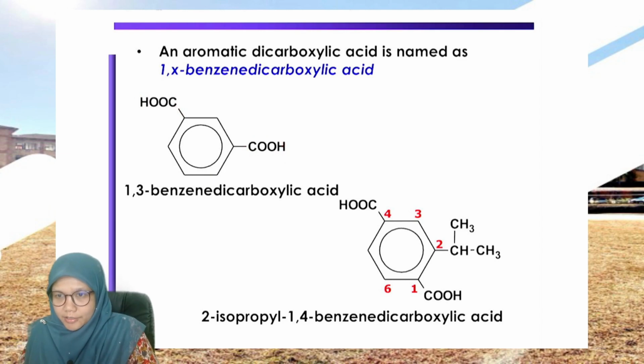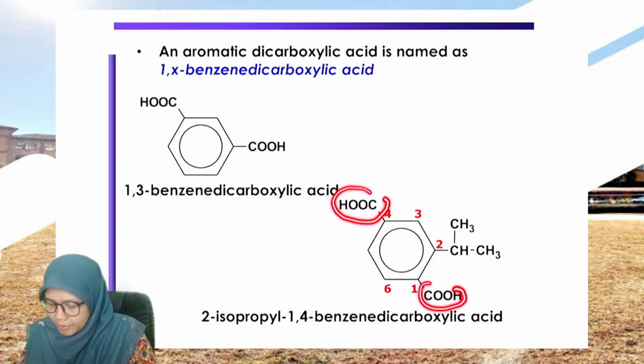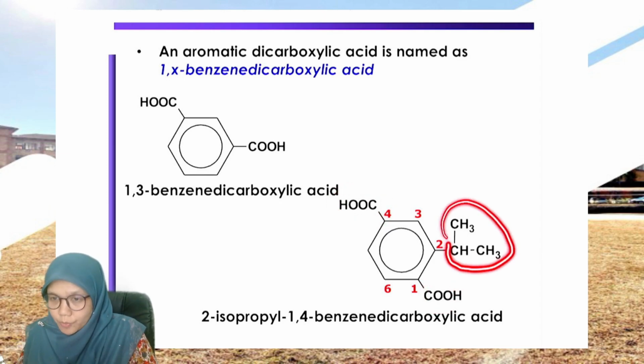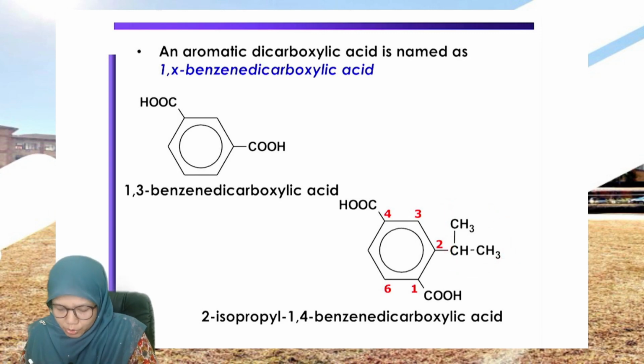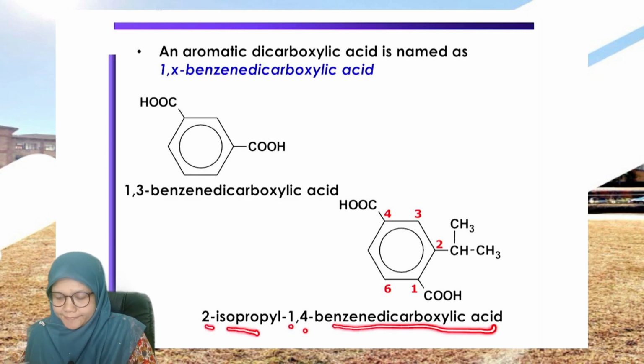Alright, and refer to this example, we have carboxyl group at carbon number 1 and carbon number 4. And at carbon number 2, we have isopropyl group. So, name of this compound is 2-isopropyl-1,4-benzene dicarboxylic acid.